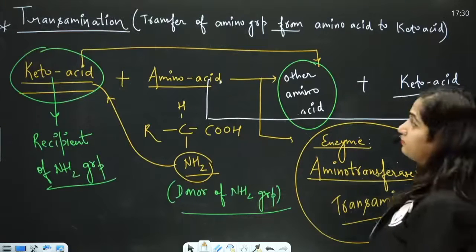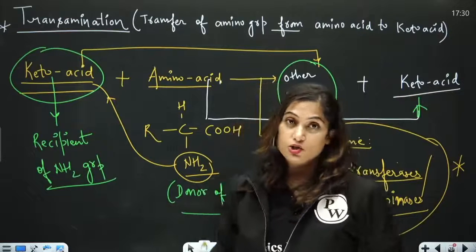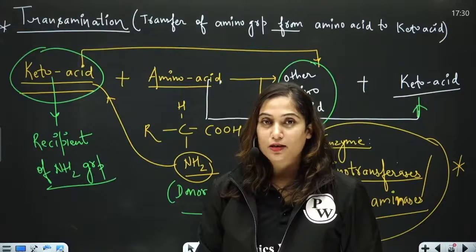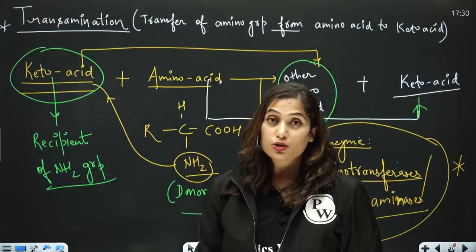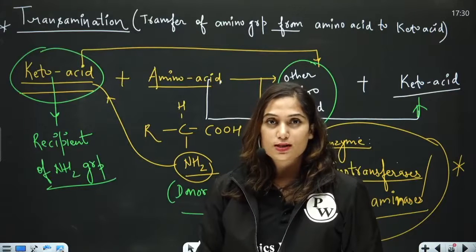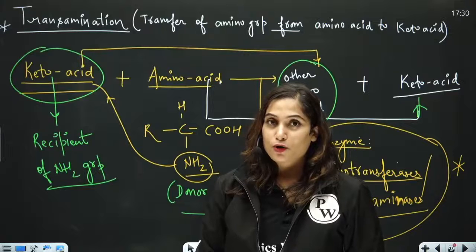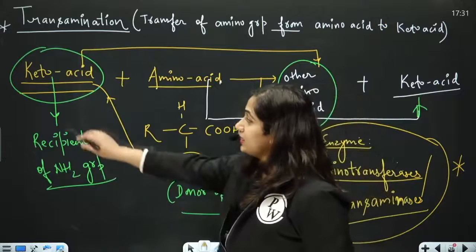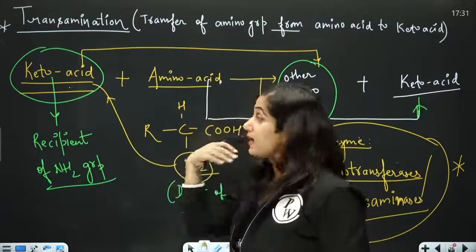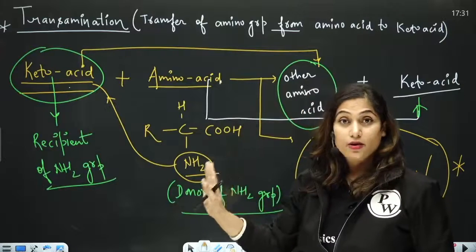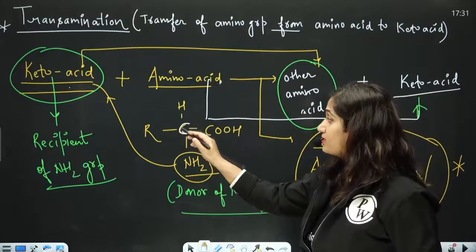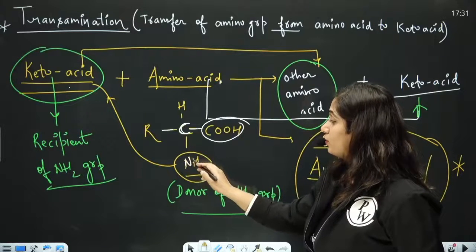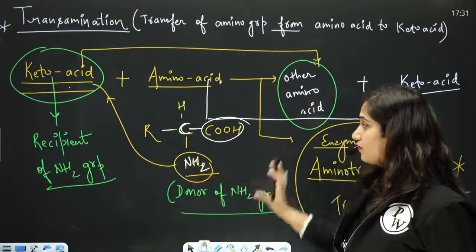Now, another process, transamination. The term is by itself defining it. Trans means transfer. Amination means amine group. In this process, you are transferring an amine group from one molecule to another. So what's that? This is a keto acid and this is an amino acid, right? You know the basic structure of an amino acid: carbon, alkyl group, carboxylic group, and NH2 group, right? This is the basic structure of an amino acid.